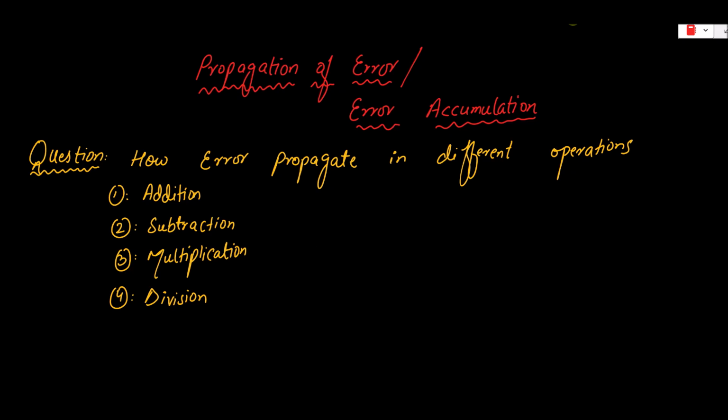Today we are going to discuss the propagation of error, or error accumulation. In today's lecture we are going to find out the answer to the question: how does error propagate in different operations? These operations include addition, subtraction, multiplication and division. Understanding how errors propagate helps quantify the reliability and accuracy of results. With the help of a very simple proof, we are going to find out how error propagates in different operations. So let's proceed.